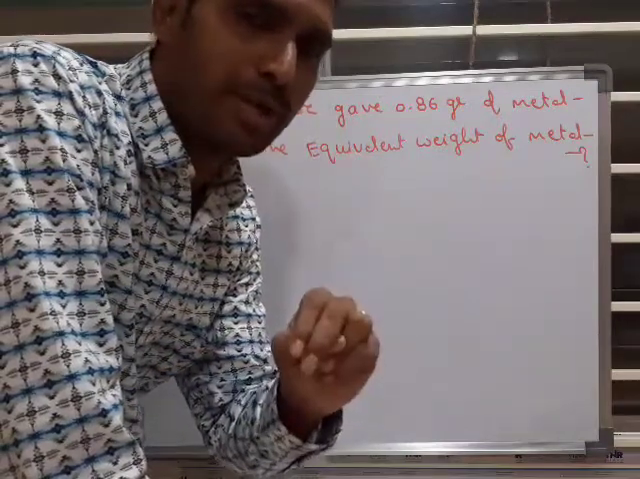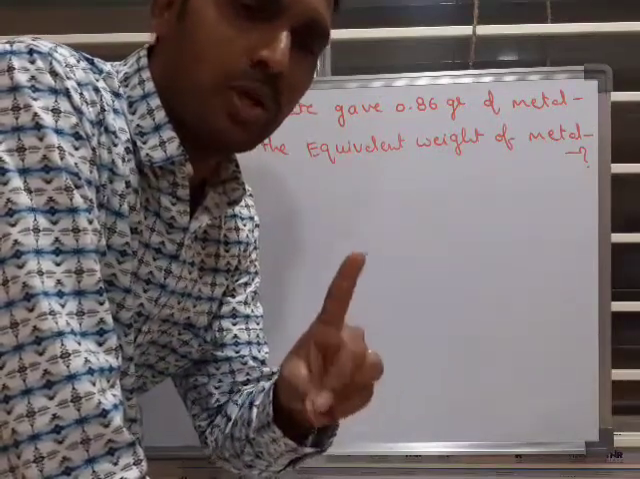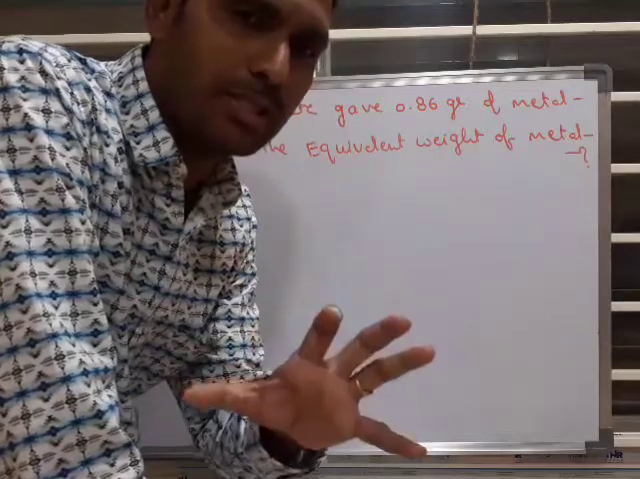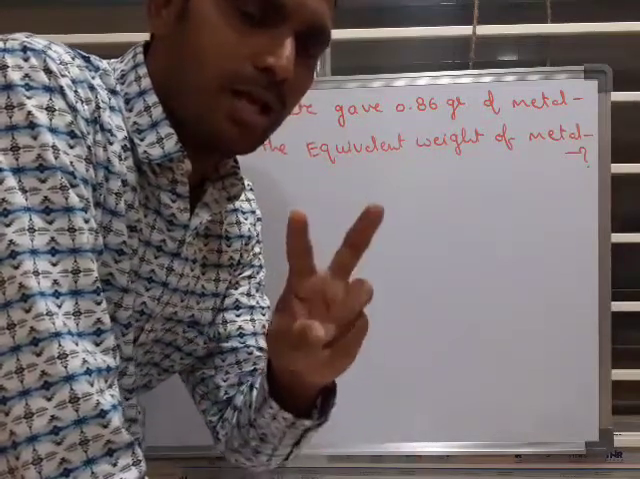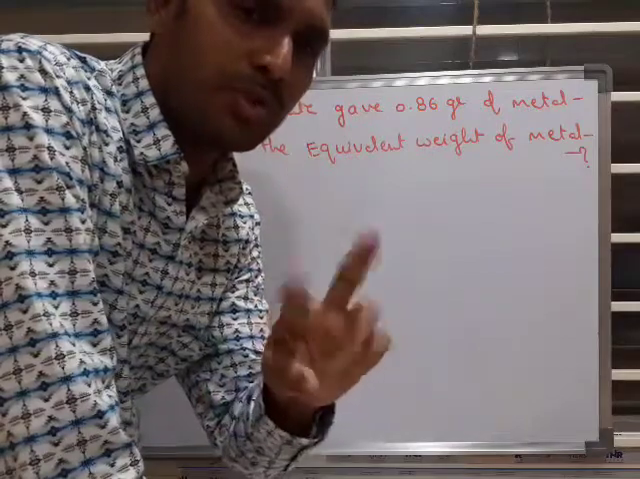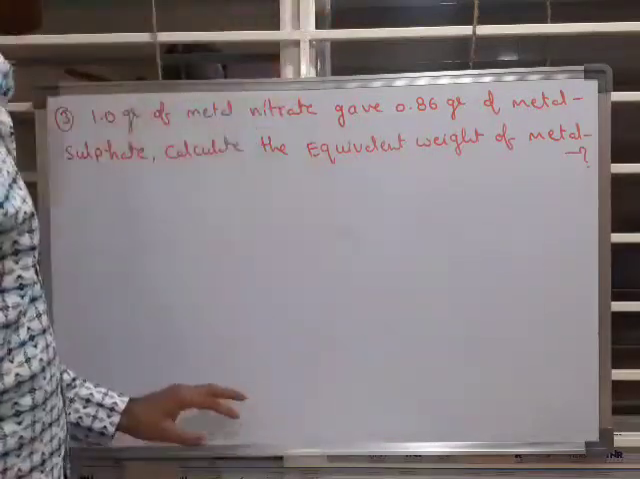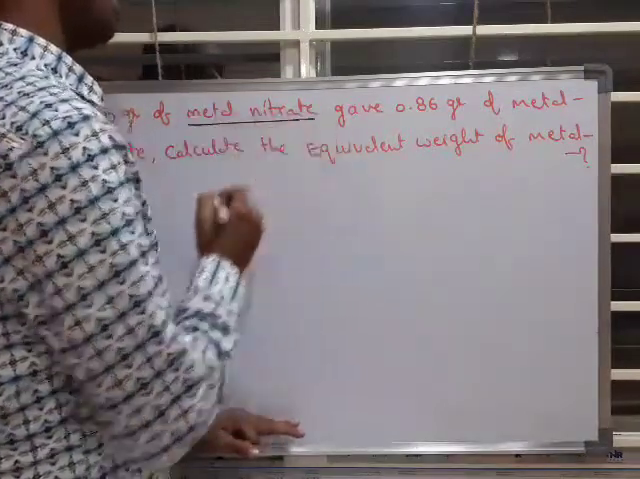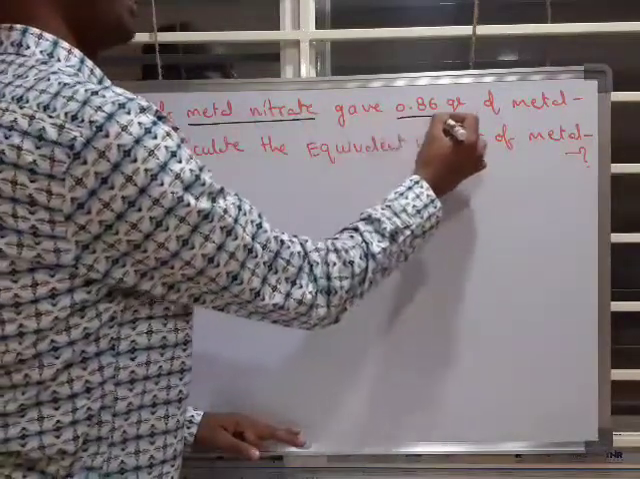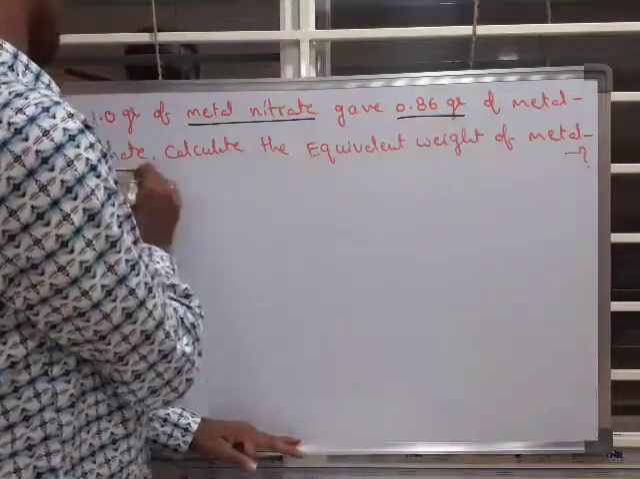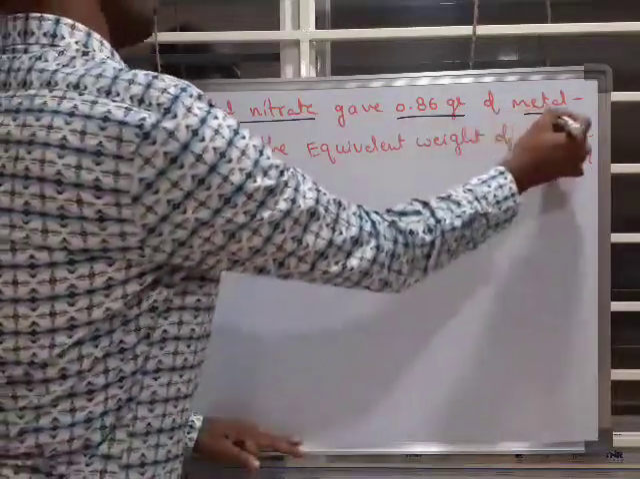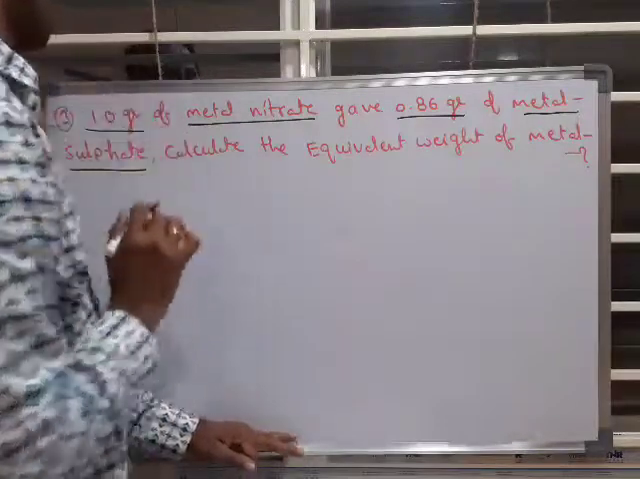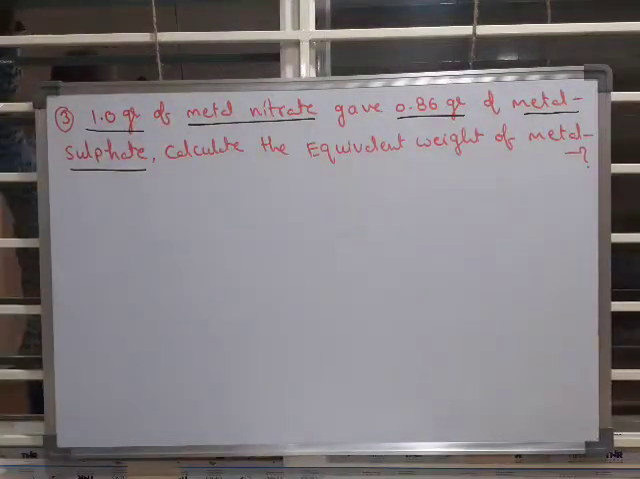Two different compounds of one metal are given. The metal itself is not given, only two different compounds of a metal. So 1 gram of a metal nitrate gives 0.86 grams of metal sulfate, meaning different compounds but the same metal.